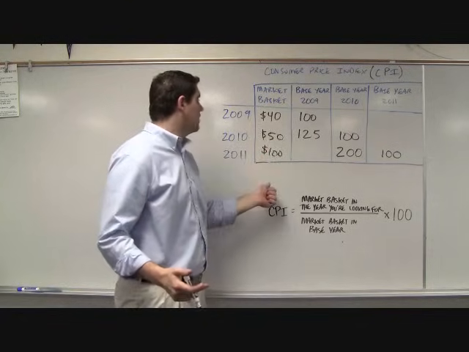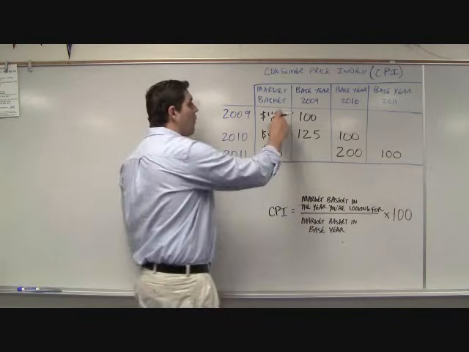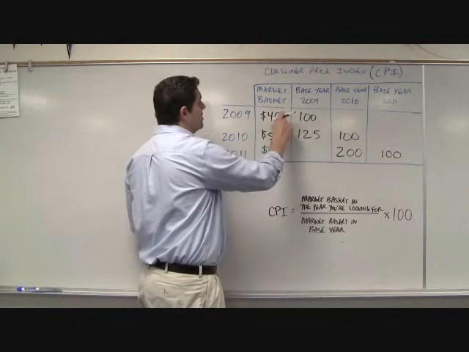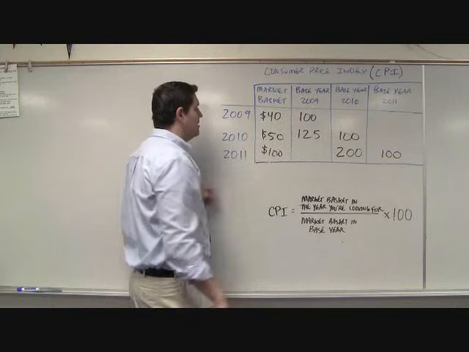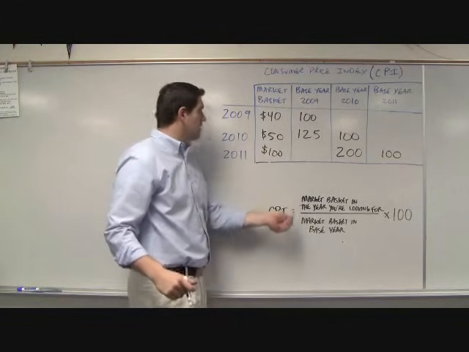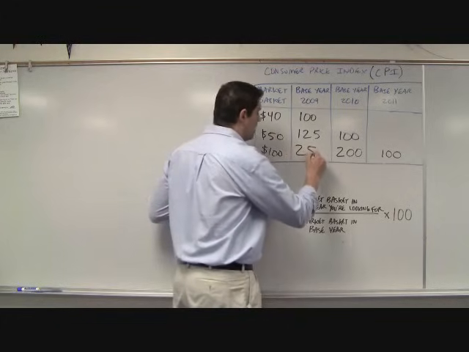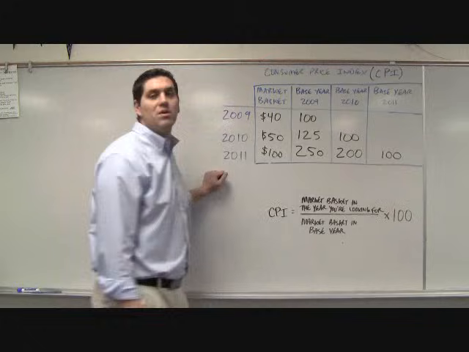Now I've got all the information I need. I have the market baskets for the different years. Just put in the rest using that equation. Let's get to work. 40 was the base year 2009. 100 is the value in 2011 of that same market basket. So it's 100 divided by 40 times 100. That pops out a number. That's 250. Prices increased 150%.